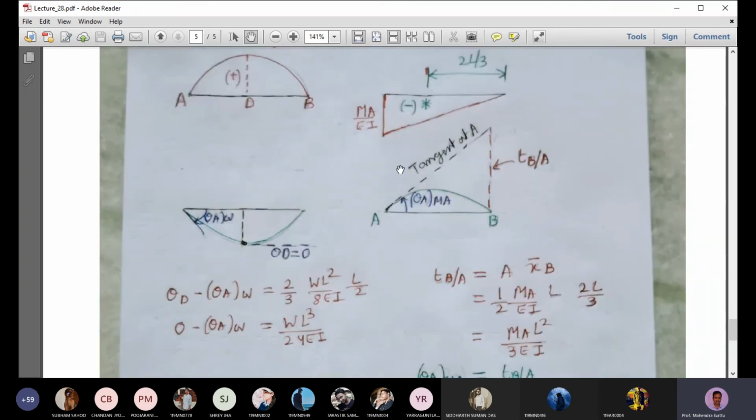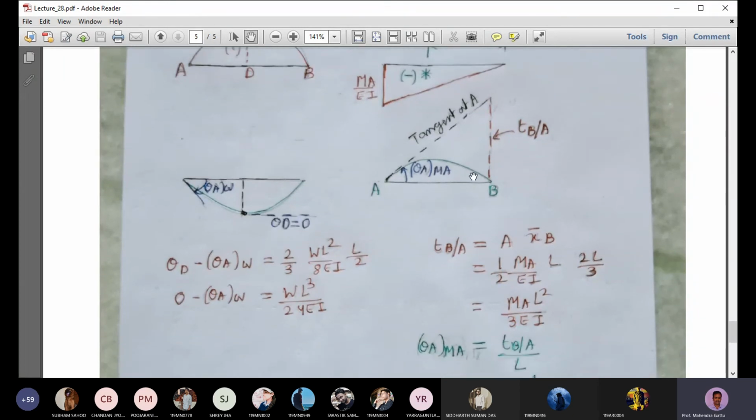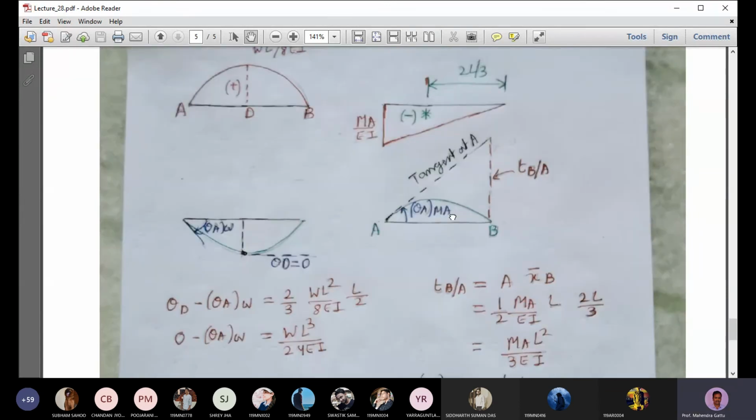Now we want to find what is the rotation at A due to the moment. So the beam will deflect like this, and here the point of maximum deflection is not at the center, so we cannot use the change in slope technique. So what we will do, we'll draw a tangent at A, and we can draw a vertical line at B. The vertical line is intersecting the tangent at this point. So we can find out what this value is. This value is the vertical deviation of B with respect to the tangent drawn at A. So we have to find this value. Once we know this t B/A, then we can divide by the length and get theta A. Okay, so let's find out what is t B/A.